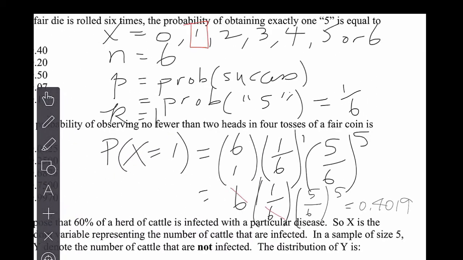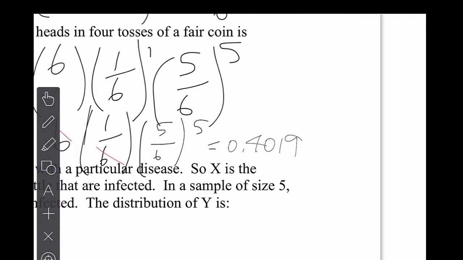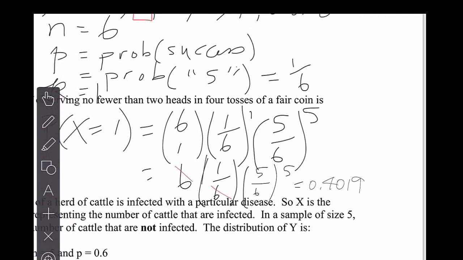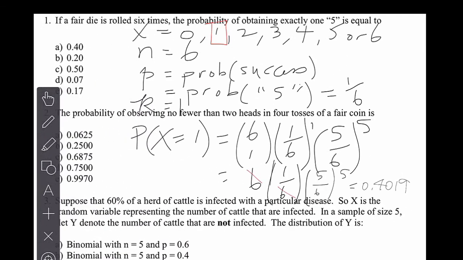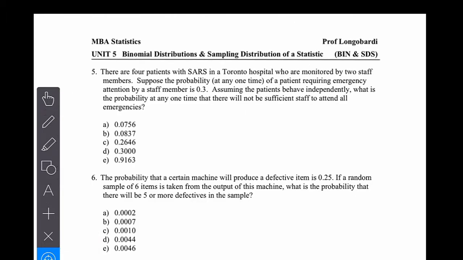Okay, so that is, oh my goodness, that's the answer. So what did we find out? We found that if we roll a die 6 times, the chance of getting exactly 1 5 out of all the different possibilities is 40%. That's pretty high, actually. 40% chance.